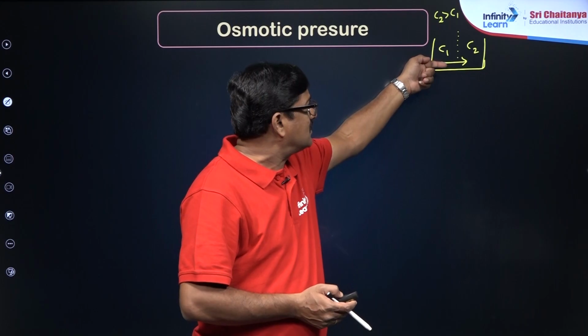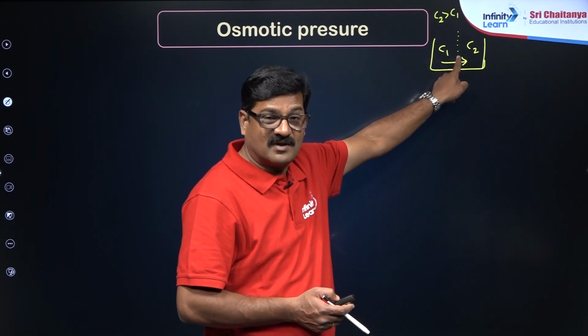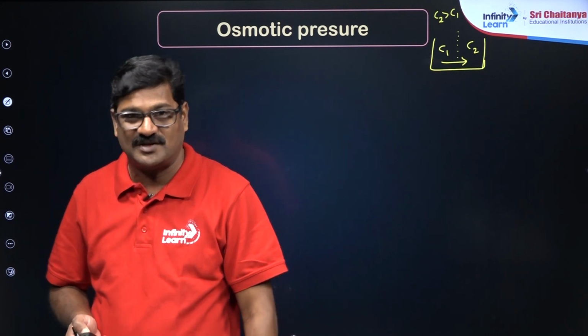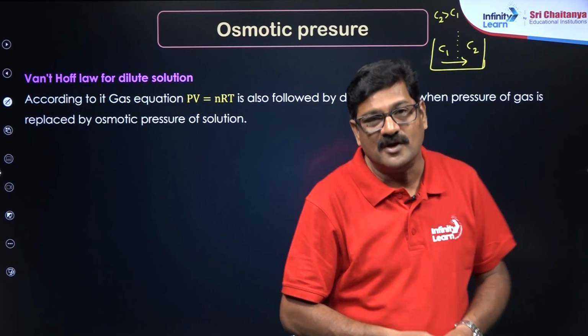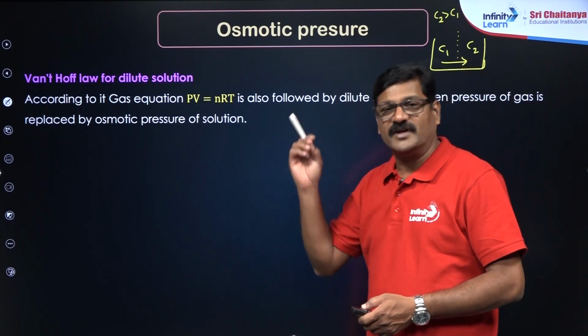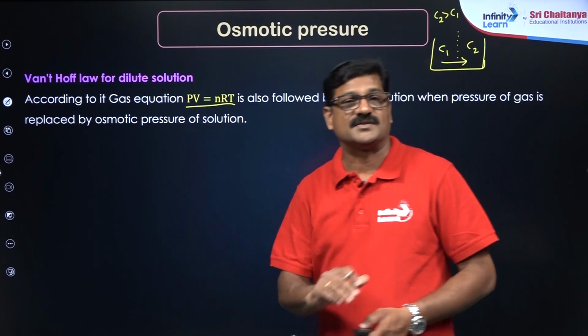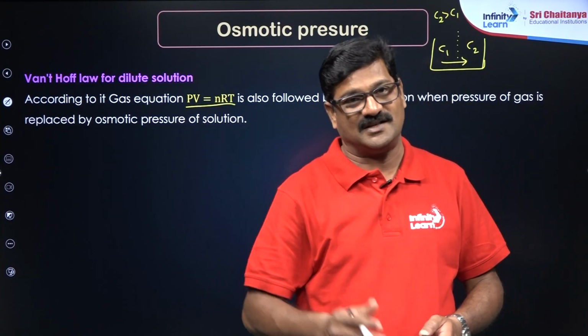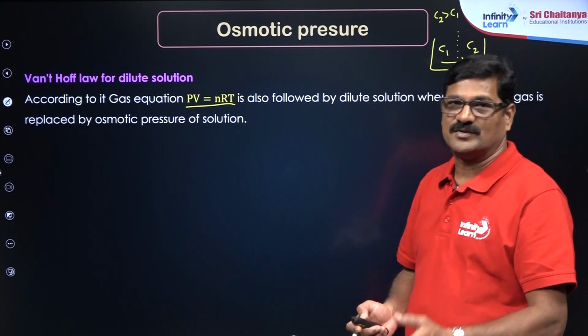During osmosis, the pressure exerted to oppose the inflow of the solvent is called osmotic pressure, where the osmotic pressure is explained by van't Hoff. According to van't Hoff, a very dilute solution behaves like an ideal gas, so you can use PV equals nRT, which is the ideal gas equation. The same equation can be used for your dilute solution.